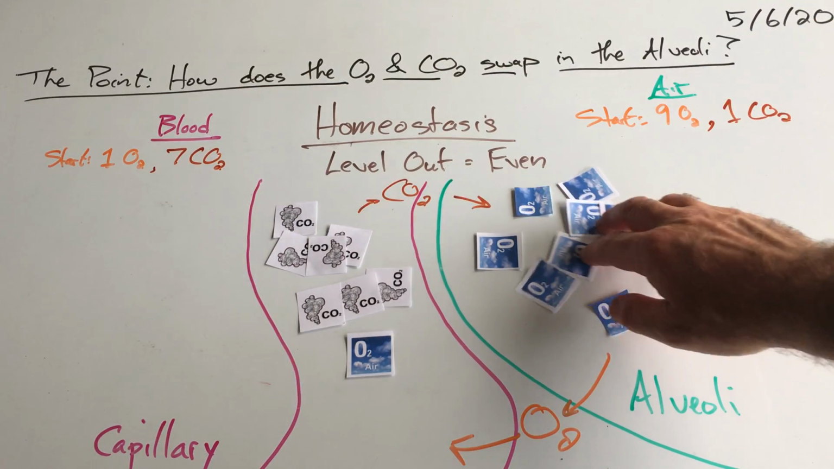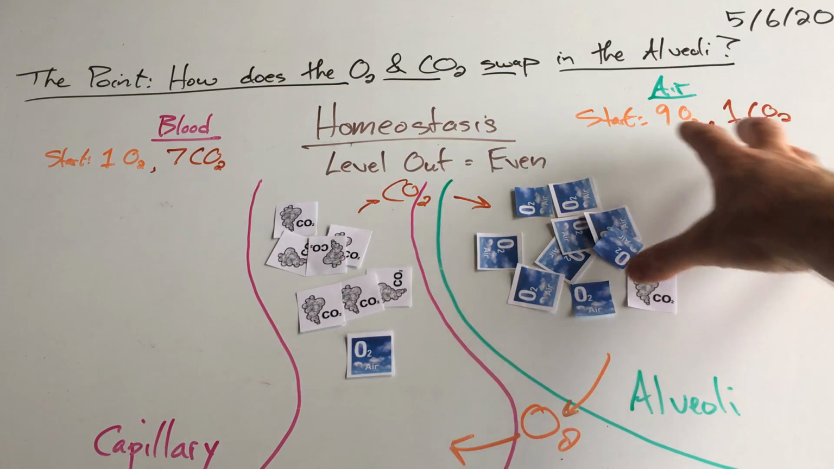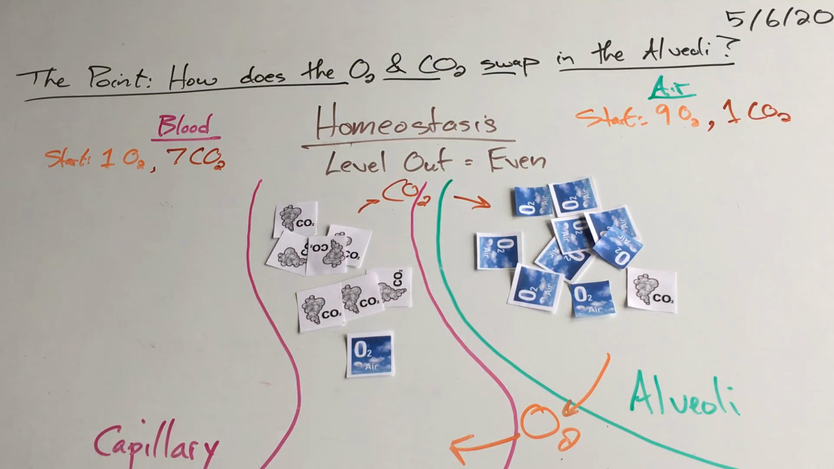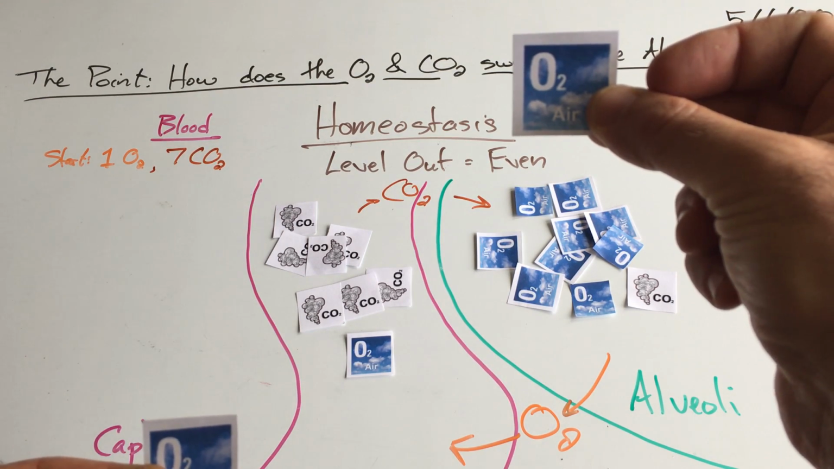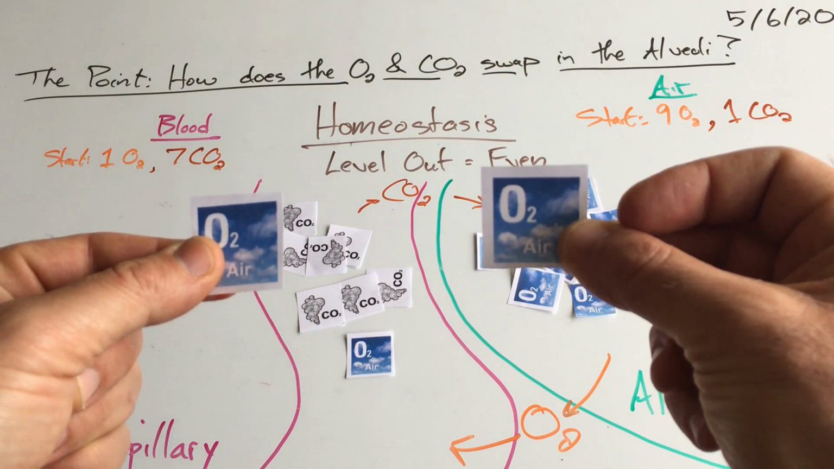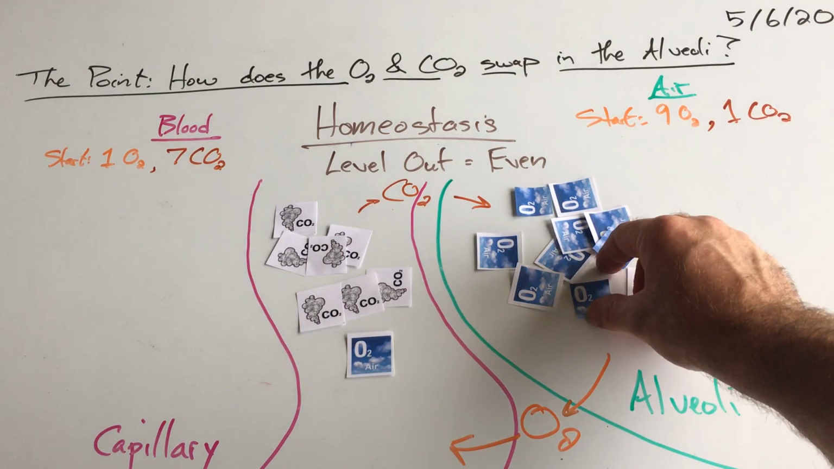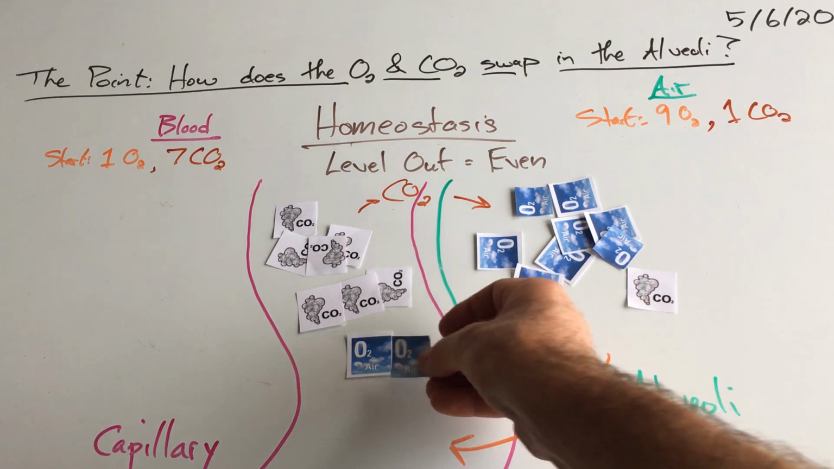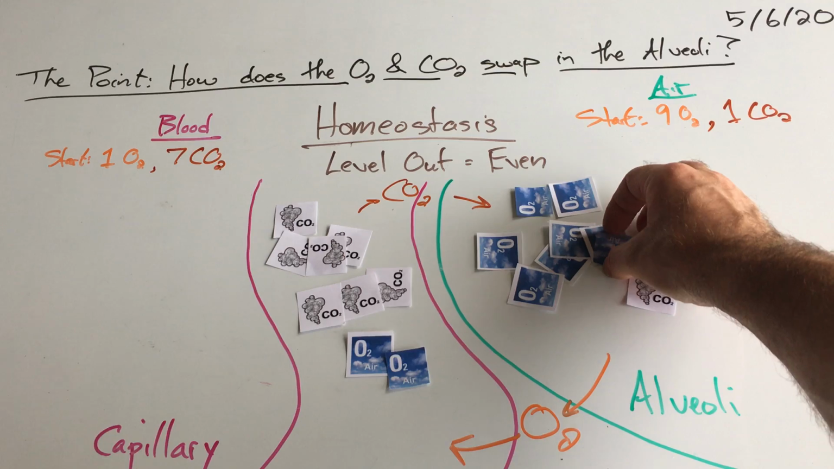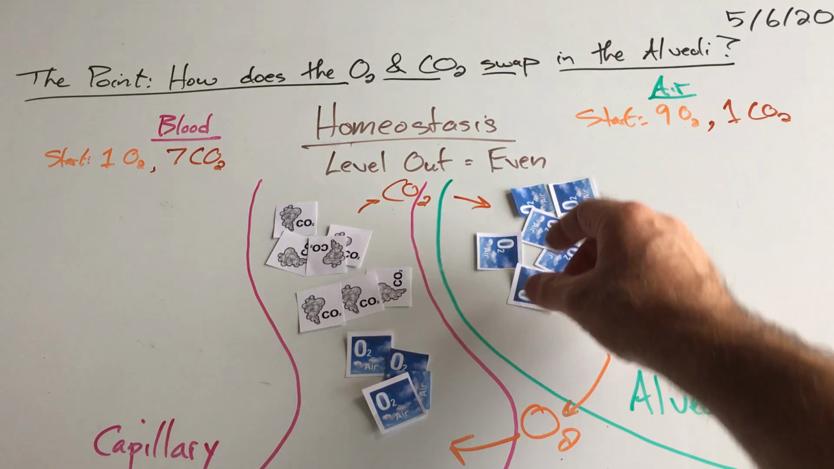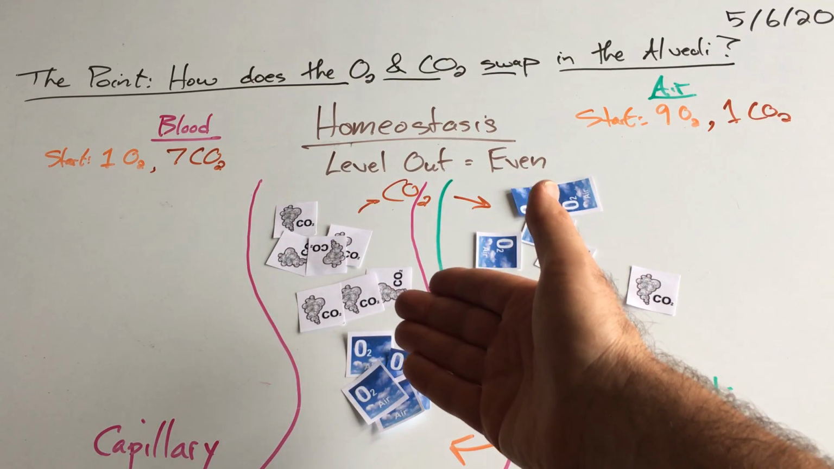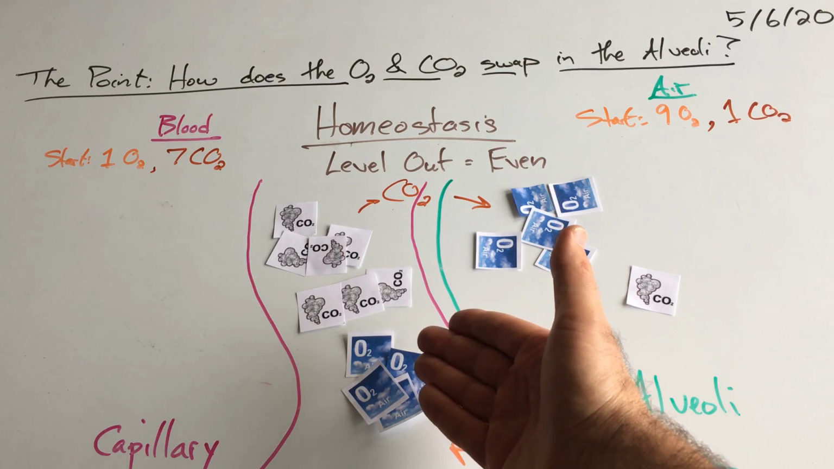And when we first inhale and all that air gets into our alveoli, it has 9 oxygen and 1 carbon dioxide. Well, let's start with oxygen. What I'm seeing is 9 oxygen in the air and only 1 in the blood, and that doesn't seem even, so it'll even out. So how do we even out? Well, let's just start moving. If we move 1 over here, it's now 8 and 2. That's not even. Another one, 7 and 3. Another one, 6 and 4. Another one, 5 and 5. Oh, 5 and 5. That's even.